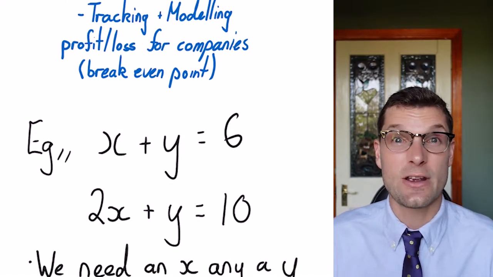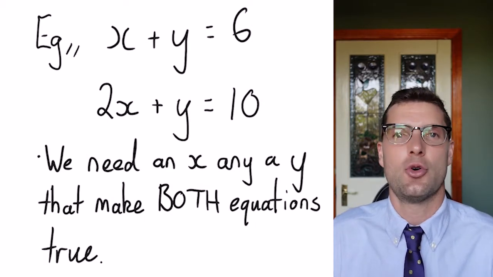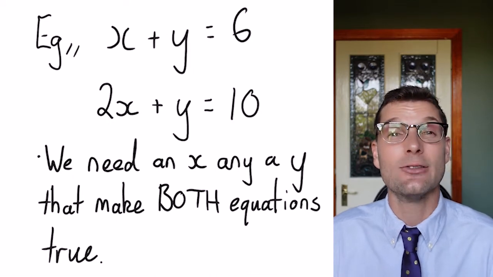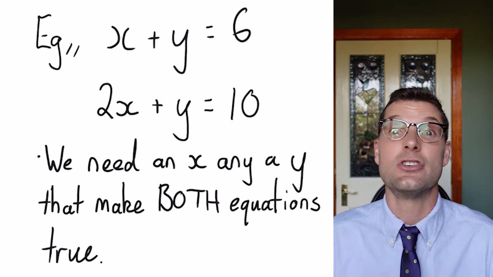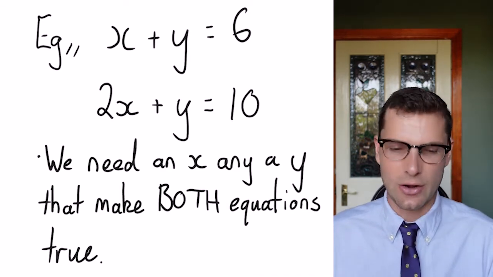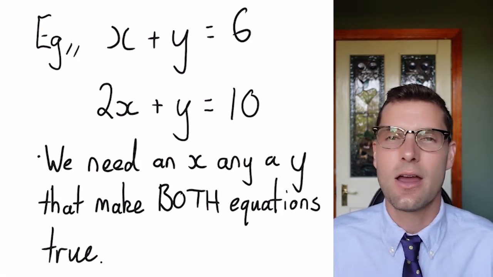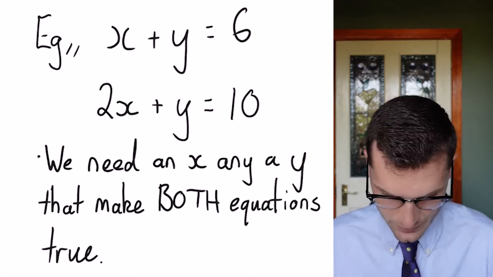So these kind of questions look like this. We've got x plus y is equal to 6 and 2x plus y is equal to 10. The important thing is that we are looking for two numbers, one for x and one for y, that solve both equations at the same time, right? We could have 10 and minus 4, that would solve the first one, but it might not solve the second one, so it's no longer a viable solution.